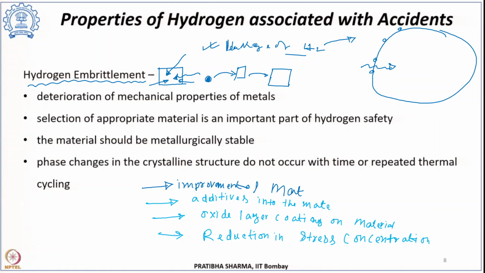How will these reductions of the stress concentrations help in not forming the hydrogen embrittlement? How does this happen? The reduction of the stress concentrations means that, suppose one pipe is there and hydrogen is flowing through the pipe.